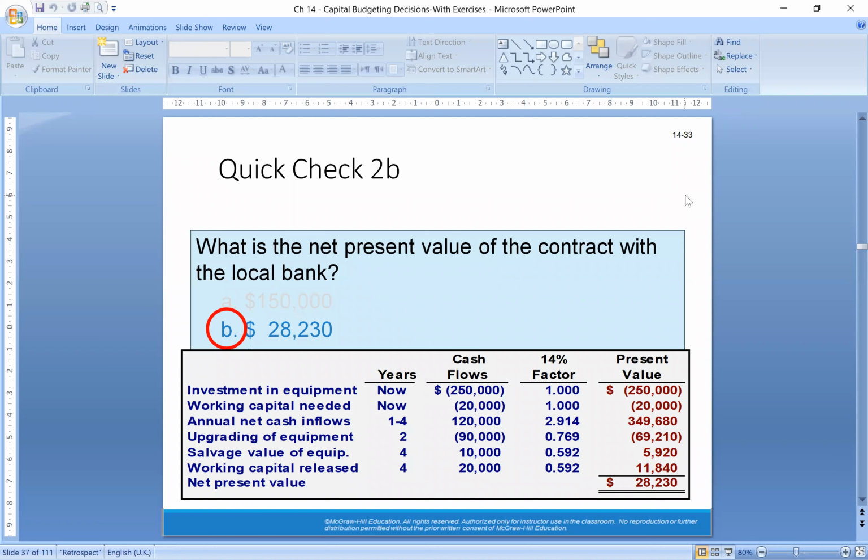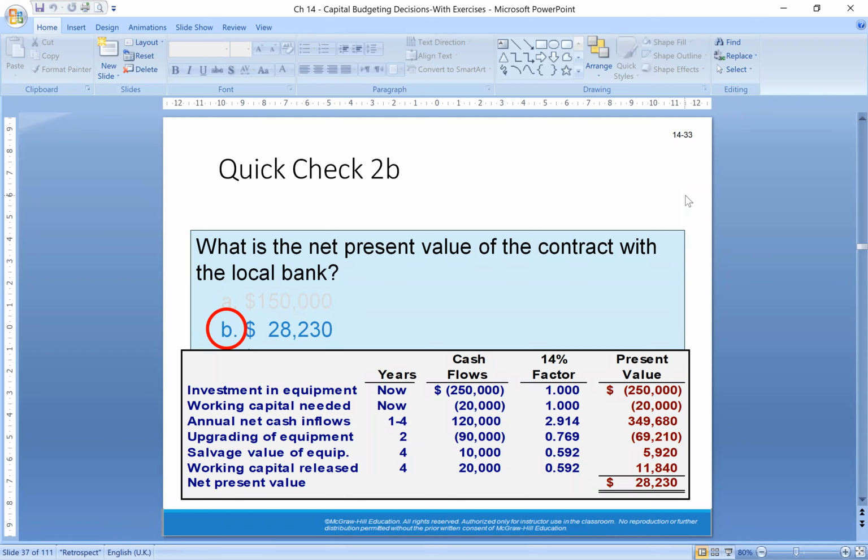Are the $120,000 received more than one time? Yes, the $120,000 will be received 4 times. So we will use what? Annuity, which is table 2, 2.914. How do we get this number? It is the intersection between what and what? 4 years and 14%. So 2.914 multiplied by 120 equals 349 something.